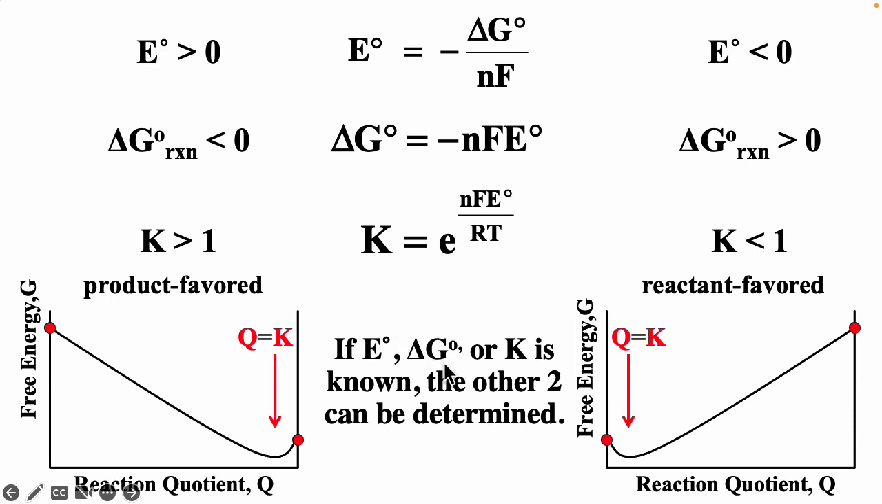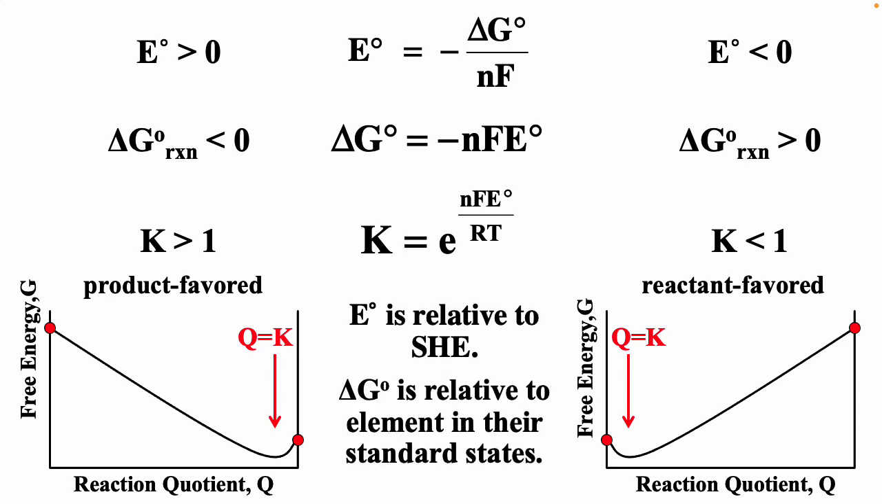And so E naught, delta G naught, and K are all constants for a specific reaction at a specific temperature. Given one of them, you should be able to determine the other two. And remember, the potential is relative to our standard half cell, which is hydrogen ions going to hydrogen gas. I hope that was helpful.